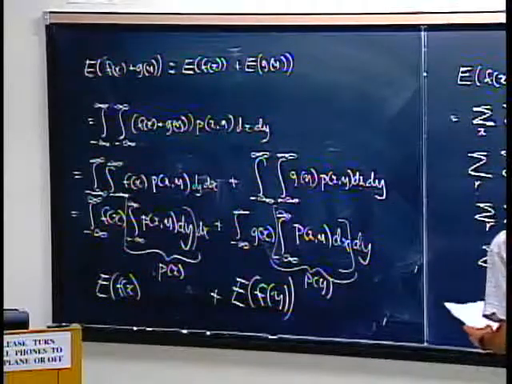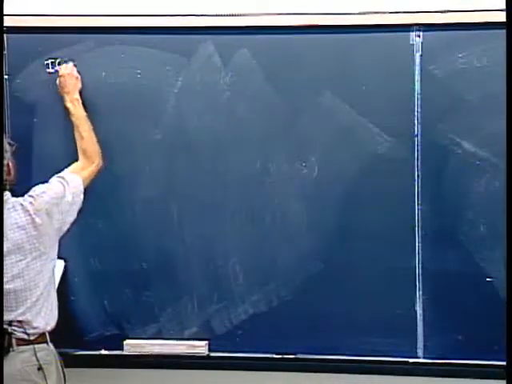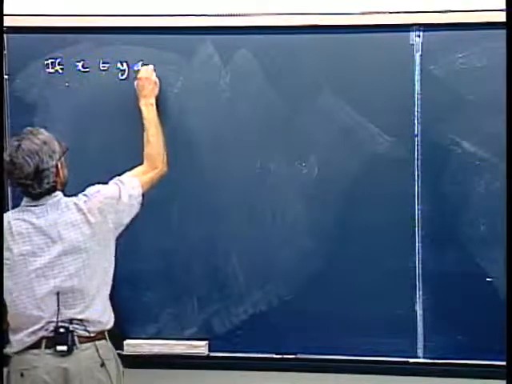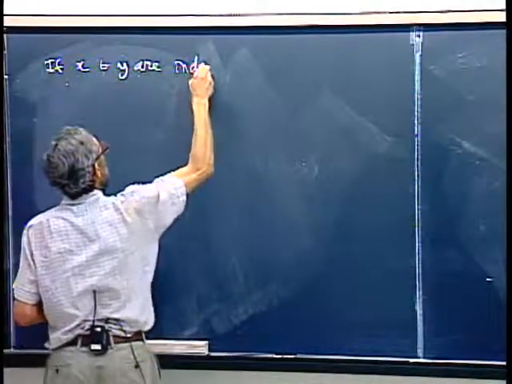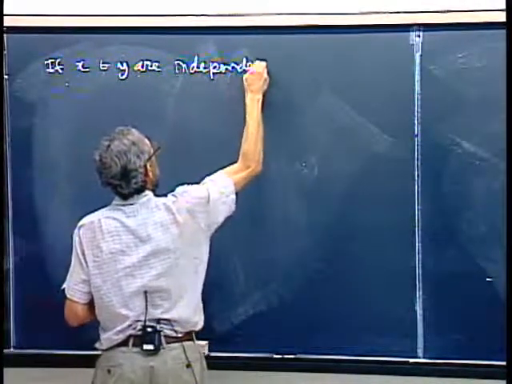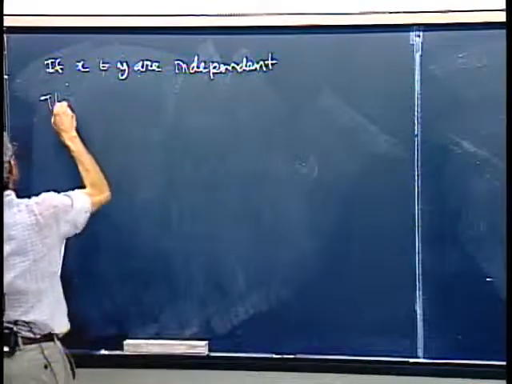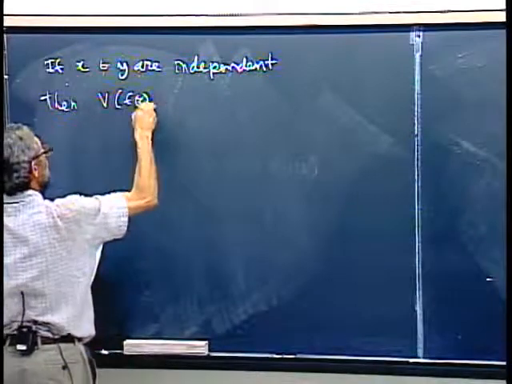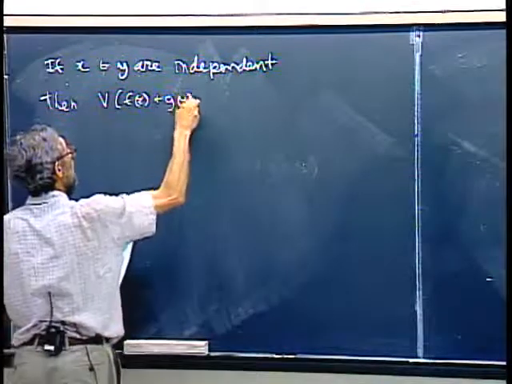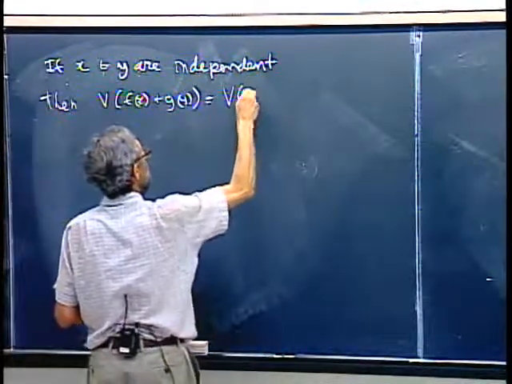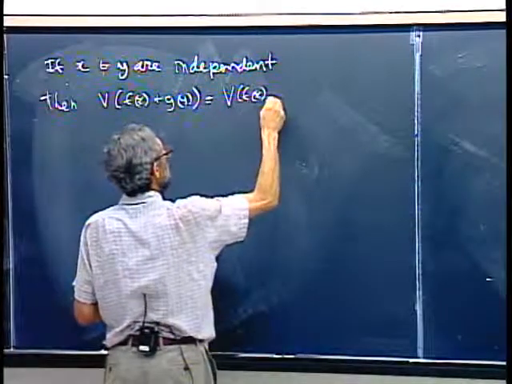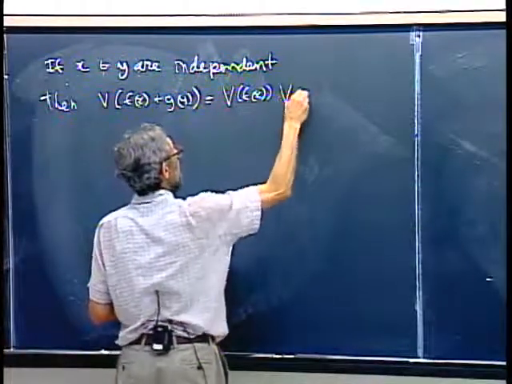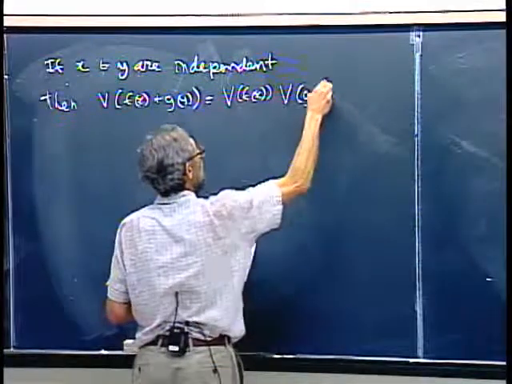We're going to use the facts that we had. I guess I'm not going to prove it, but if x and y are independent, then the variance of f of x plus g of y equals the variance of f of x times the variance of g of y.